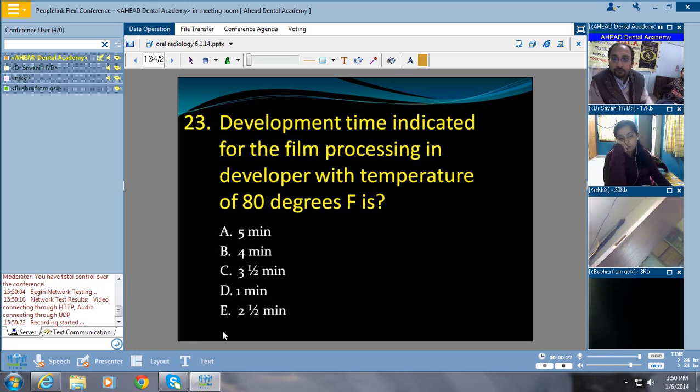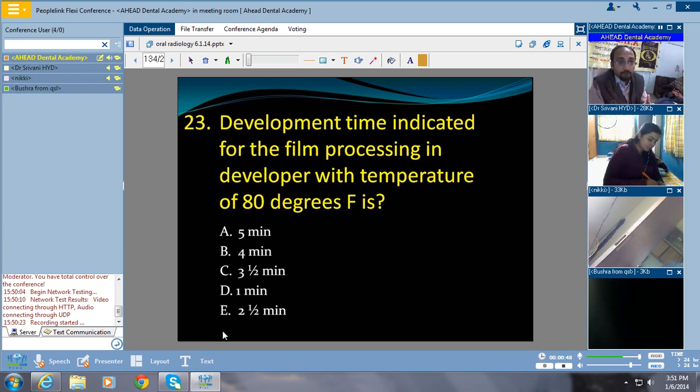Okay, yeah. So this is the next question now. Development time indicated for film processing in the developer with a temperature of 80 degree Fahrenheit is. Now this is a question which actually depends on a method called the time temperature method. Have you guys heard of this time temperature method?